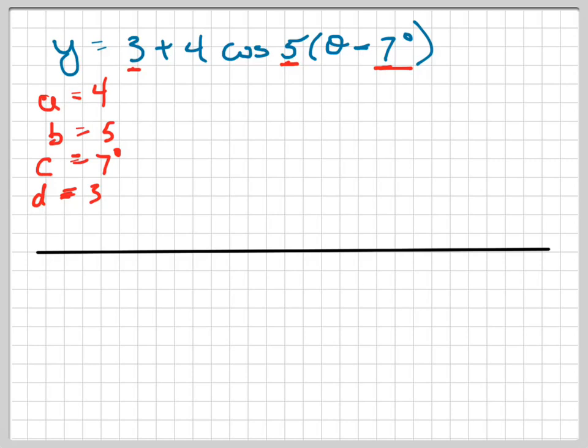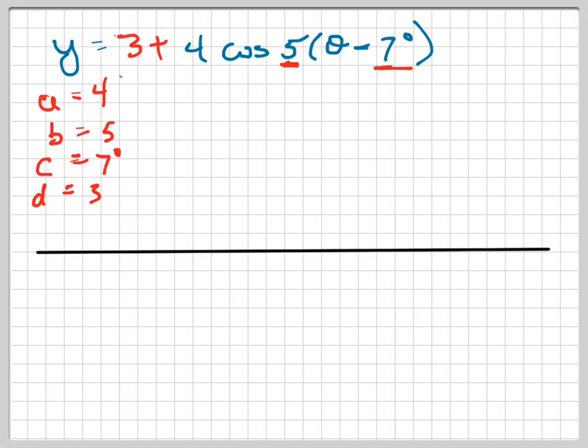This is from the Honors Algebra Tutorial book, which writes your equations a little bit different. Some books write this 3 at the end here, and notice that would be the exact same problem. Some books write this 5 right here inside, so it would have been written like 5 theta minus 35 degrees. So you just have to be aware of how it's written, what form it's written in, and make sure that you understand what your A, B, C, and D are.